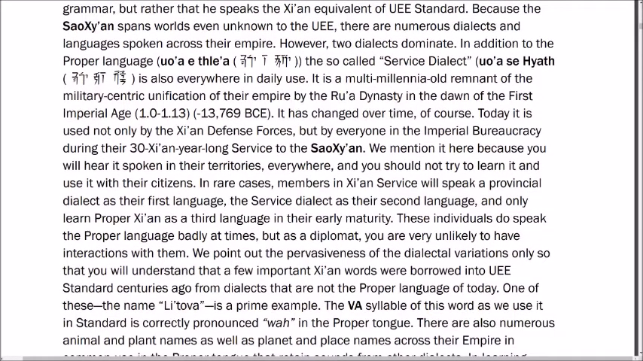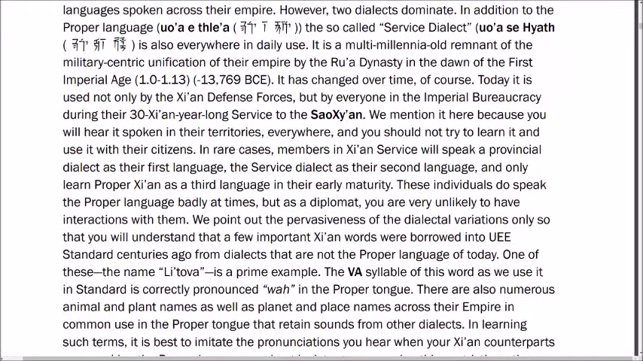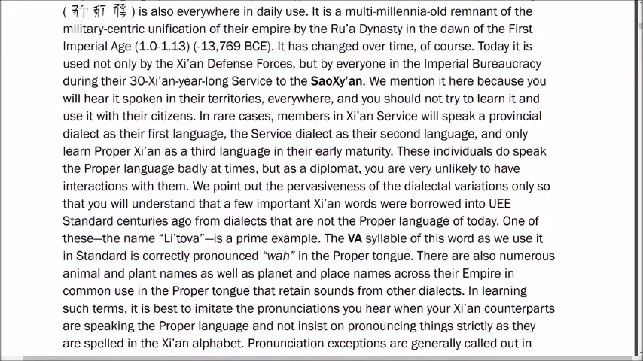However, two dialects dominate. In addition to the proper language Yuoe Thalea, Yuanite, and the so-called service dialect Yuoe Say Hyeth, Yuan Say, HYT, is also everywhere in daily use. It is a multi-millennia-old remnant of the military-centric unification of their empire by the Rua dynasty in the dawn of the First Imperial Age, 1.02-1.13-13769 BCE. It has changed over time, of course. Today it is used not only by the Xi'an defense forces, but by everyone in the imperial bureaucracy during their 30 Xi'an year-long service to the Xi'an.